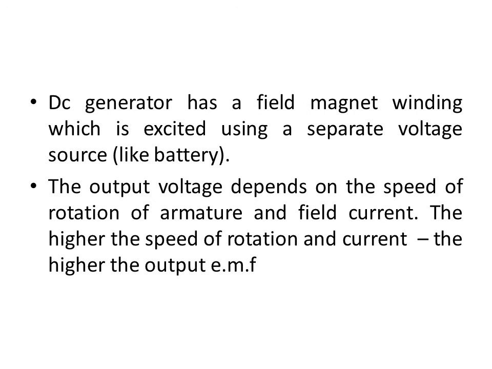You can see the DC generator has a field magnet winding which is excited using a separate voltage source like a battery, which is called a separately excited DC generator. The output voltage depends on the speed of rotation of the armature and the field current. The higher the speed of rotation and current, the higher the output EMF.